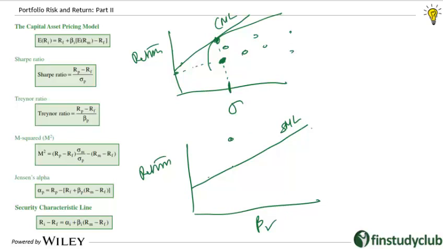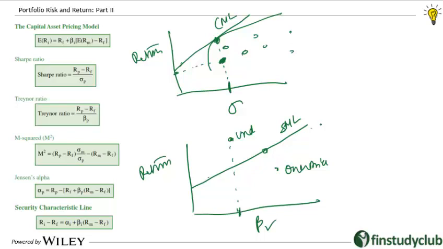So if you have a security above the SML, well, that's a security which is worth buying. It's underpriced because for a given level of risk, it seems to give you much better return than what the SML indicates. So it's underpriced. You go out and buy it. If you have a security lying below the line, below the SML, it's overpriced. And one which is lying on the SML, that's fairly priced.